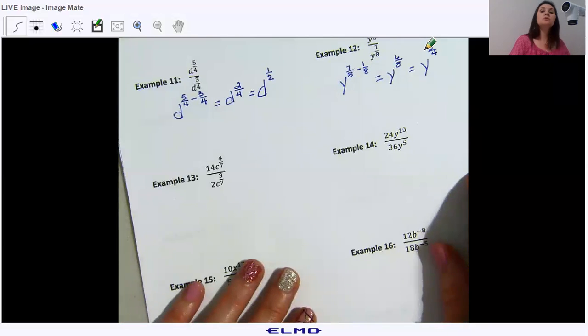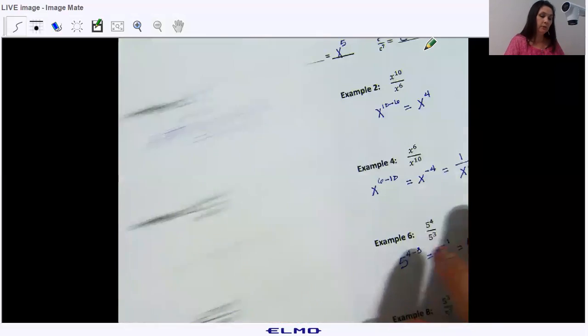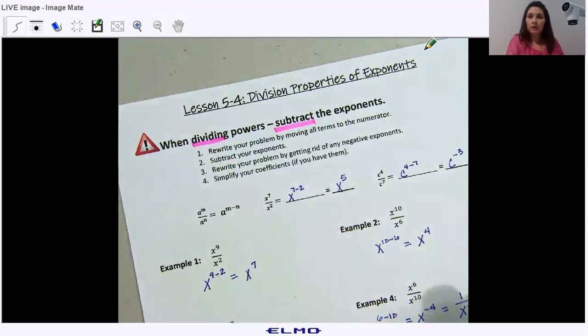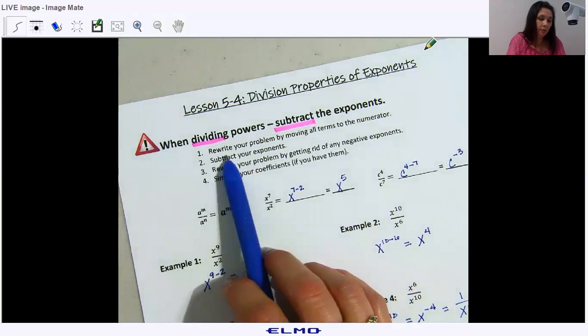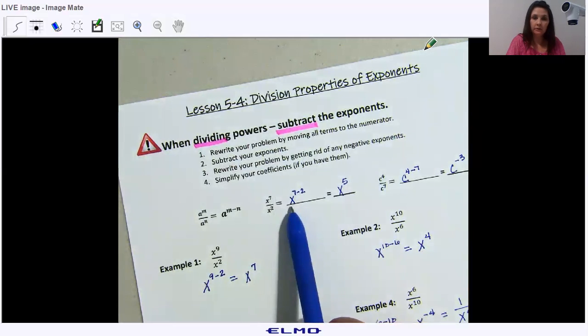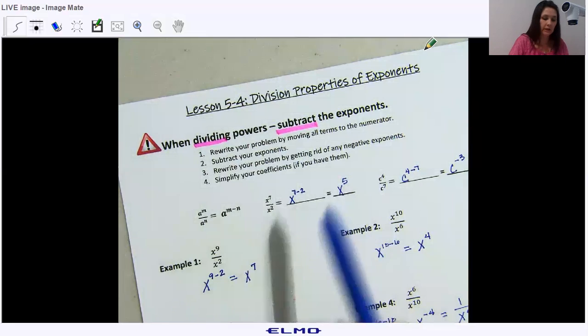Now, instead of variables, we have coefficients. Now, before I do these, I want to look at your notes here. Whenever we're solving problems involving exponents and division, the first step is to rewrite your problem by moving all terms to the numerator. And that's what we did down here. That's what we've been doing with all of them. If you're writing out all the steps like I am, that is our very first step.